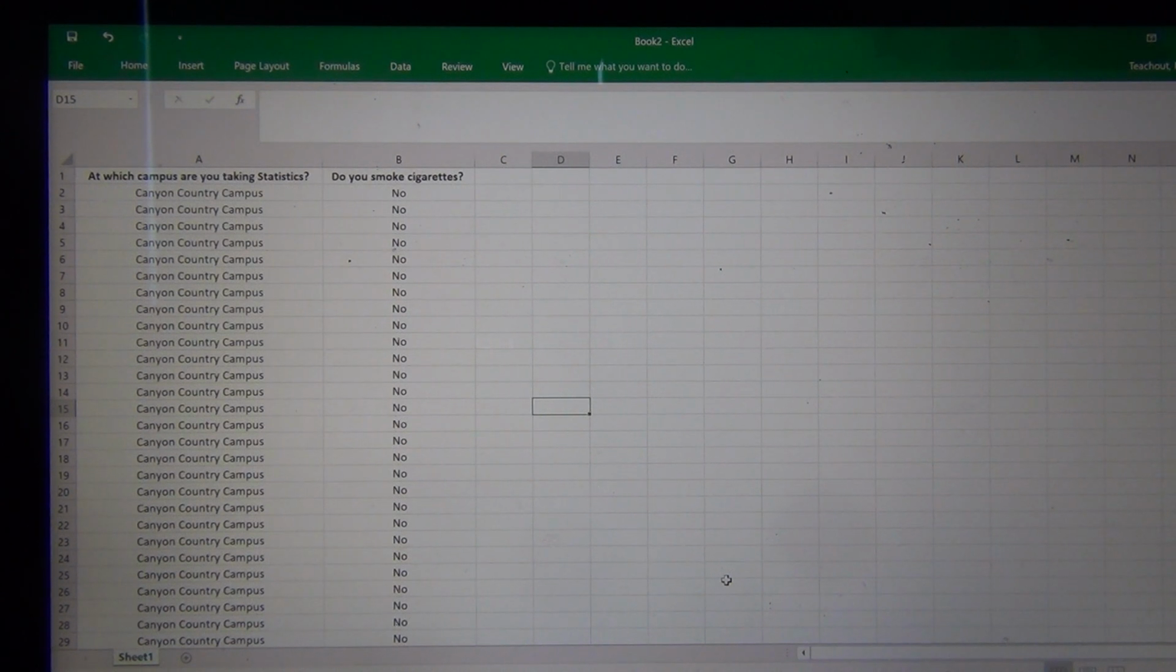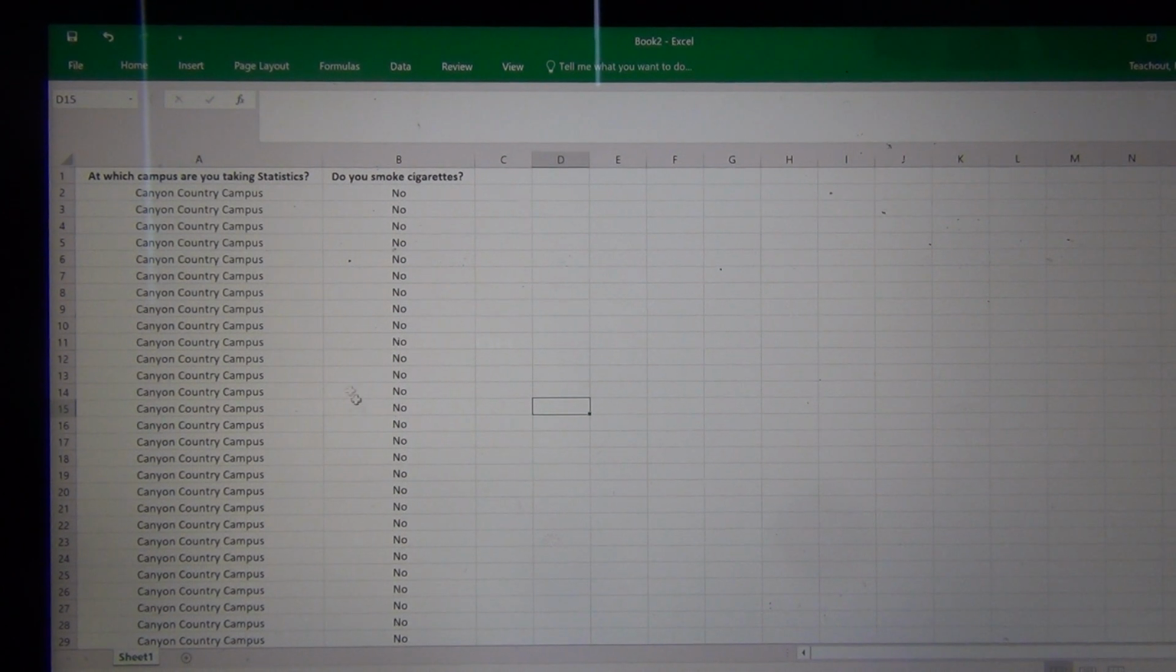Like most things in stats, stats always starts with a question, right? What was the question? My question was, do stat students smoke more or less at Canyon Country or Valencia? Is there a higher percentage of smokers at Canyon Country, or is there a higher percentage of smokers at Valencia? So that was kind of my question. I had this data here, which is what we asked the students: what campus they went to and if they smoke cigarettes or not.